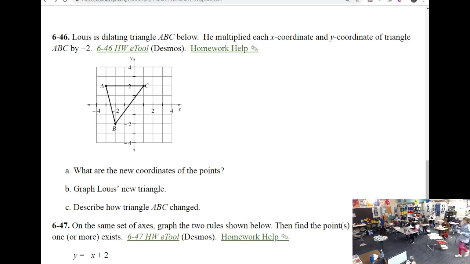Do we need the colored pencils? Yeah, put your colored pencils away, please. I appreciate that you asked that.